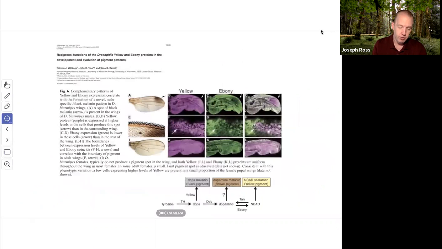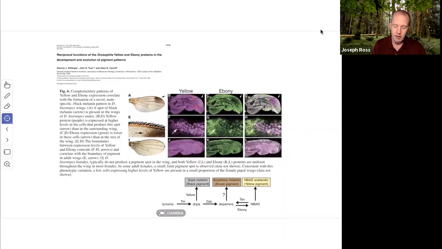And in this example, from again the Whitcop, True, and Carroll paper, this is another figure from their paper. They were interested in understanding where in the fly the yellow protein is produced and where in the fly the ebony protein is produced. So they're using immunohistochemistry to identify where yellow is located, and they see an increased concentration of yellow right where the wing spot is produced in Drosophila biarmipes. And interestingly, when they use anti-ebony primary antibodies, they see an absence of ebony protein where they see the presence of extra yellow protein.